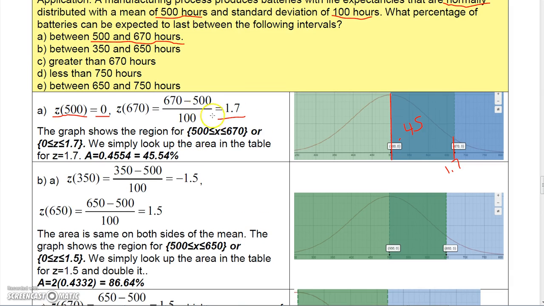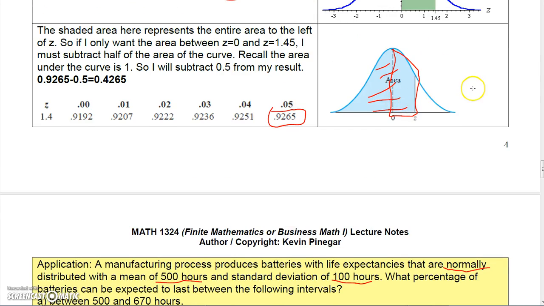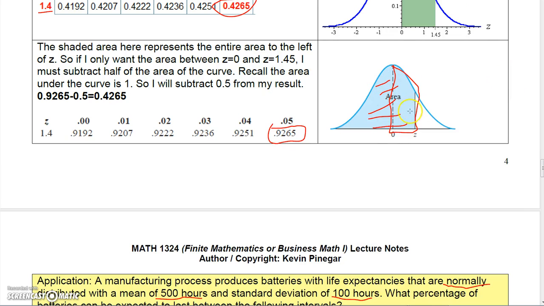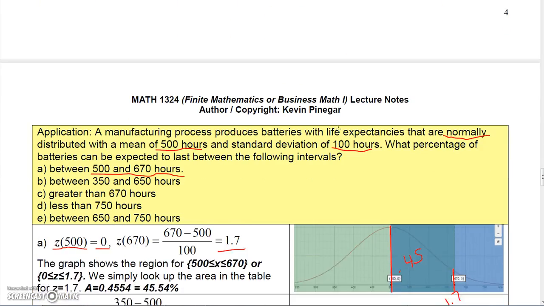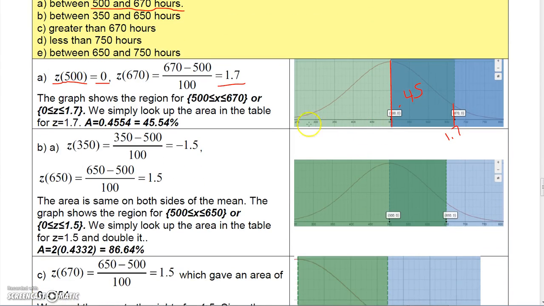Now remember, if you use the other table, a table that gives you a picture like this, it's giving you the area from the Z-score all the way over to the left. So you would have to take 0.5 away from that to get the 0.4554.